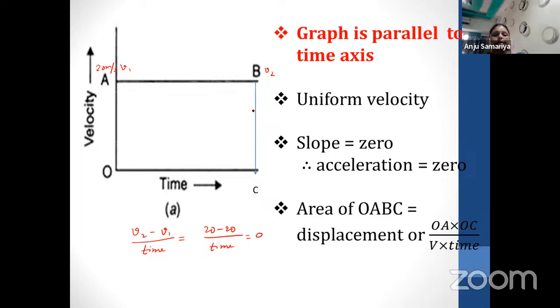Now, if I ask you what is the displacement, let us assume OC. Let us put C as 30 seconds. As we discussed earlier, the area under the graph will give you the displacement. So area under the graph, OC is 30, AO is 20. So length into breadth.